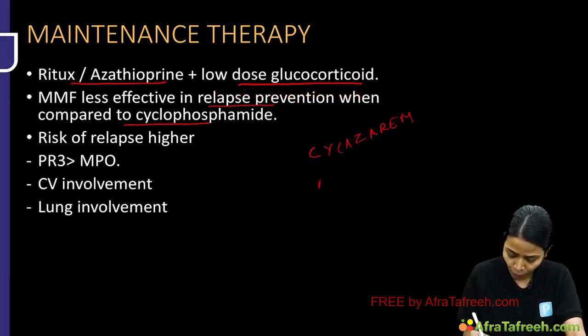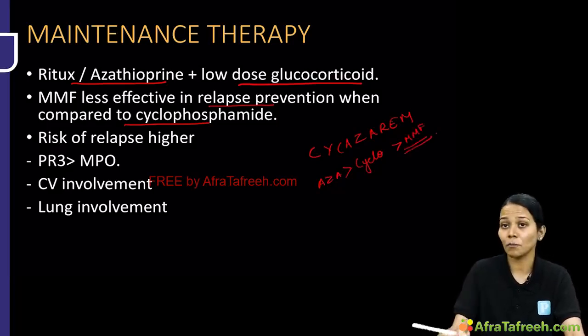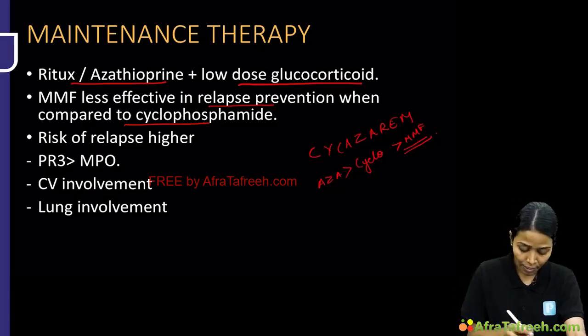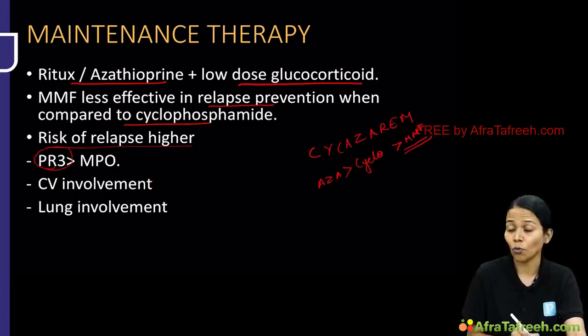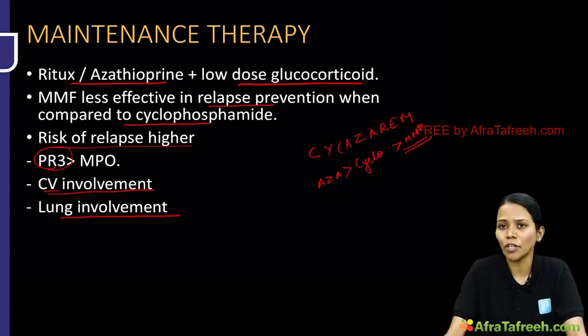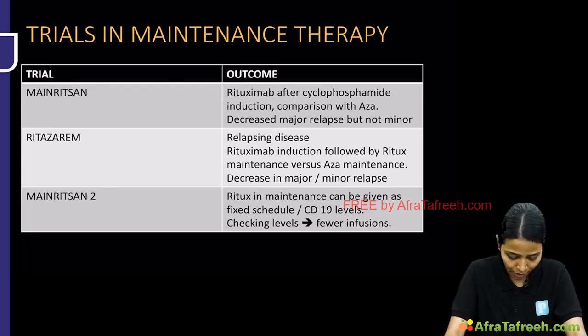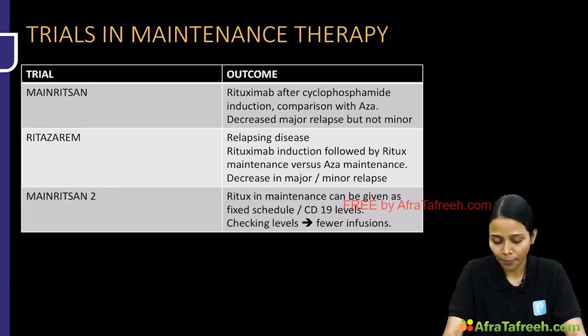that was the CYCLOSARIN trial, which proved that Aza was better than Cyclo in maintaining remission and preventing relapse, and it was later found that Cyclo is better than MMF in maintaining the remission and preventing relapse. Okay, risk of relapse is higher in this group, that is if PR3 ANCA is more than MPO ANCA, if there is cardiovascular involvement or if there is lung involvement, that is more hemorrhage, it's a severe disease, then relapse is common. Okay, so these are the trials in maintenance therapy.